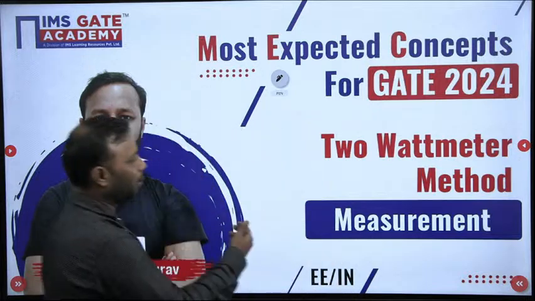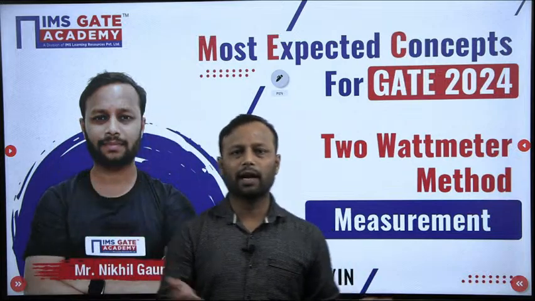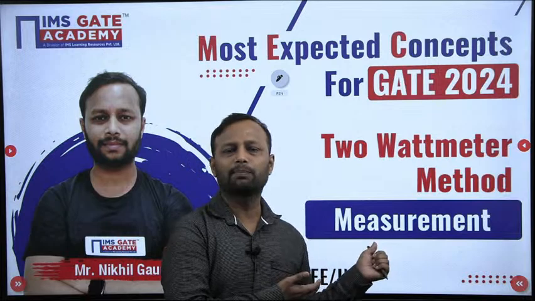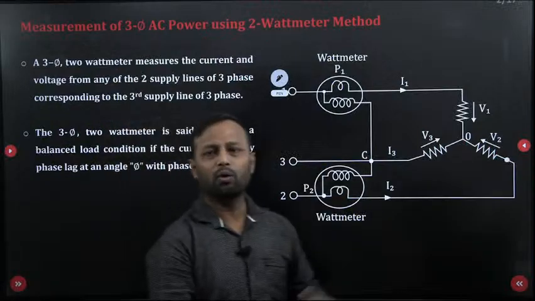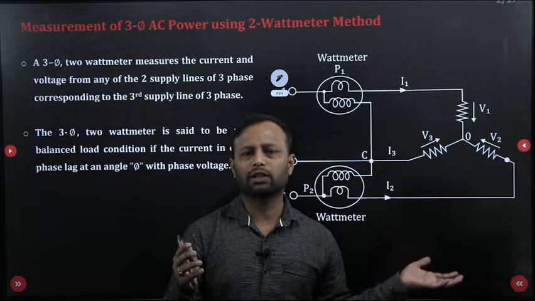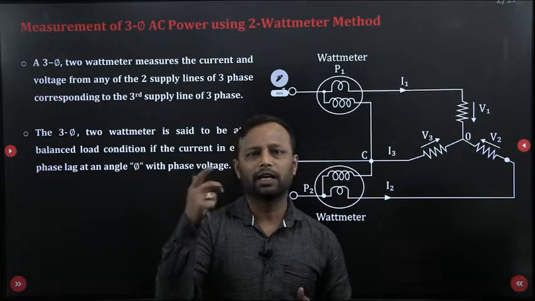Coming back to the topic, that is the 2 wattmeter method. As we are all aware, the 2 wattmeter method is basically used to measure power in an electrical circuit. So this belongs to the chapter on measurement of power. Measurement of power involves either single phase power or 3-phase power. For single phase power, we require 1 wattmeter to measure it.